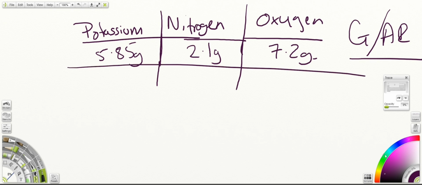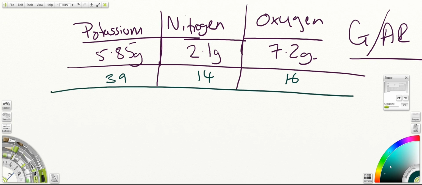Next, what do I do next? Let me change the color. I'm going to get my relative atomic mass from the periodic table. The top number, the big number, the heavy number, the one at the top. So for potassium, it's 39. For nitrogen, it's 14. For oxygen, it's 16. What do I do with these numbers? Well, it's the Gaga method, so I'm going to have to do the grams divided by the AR.